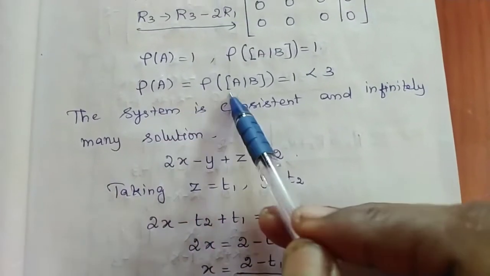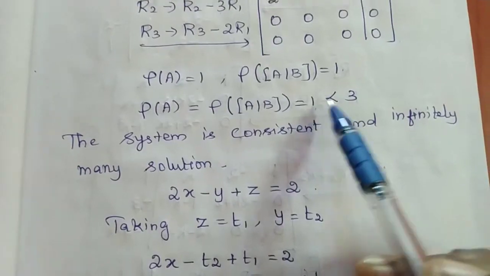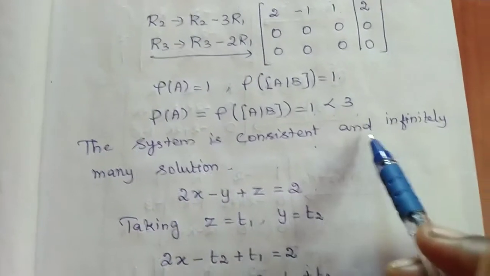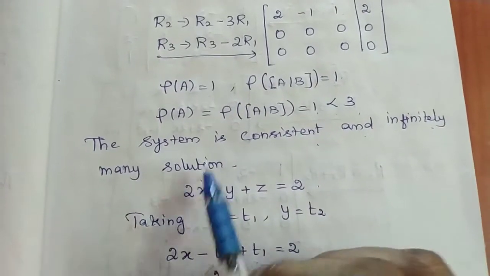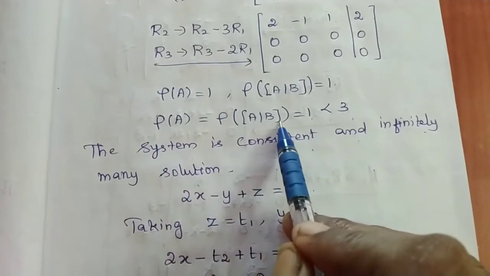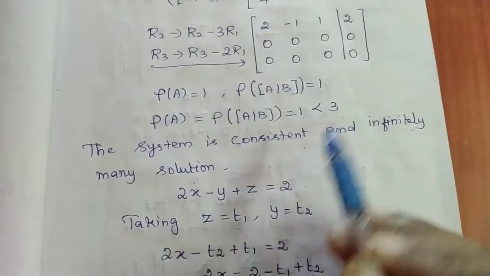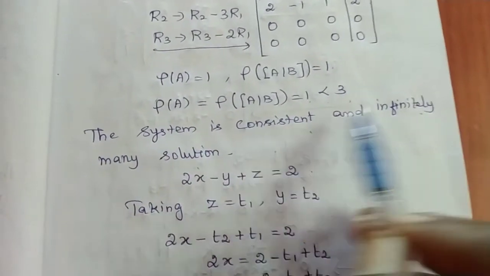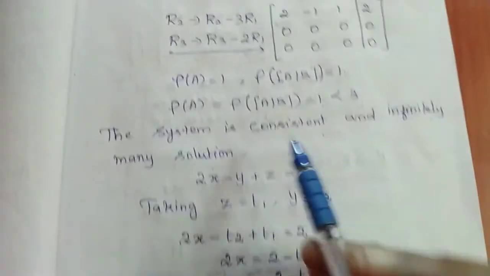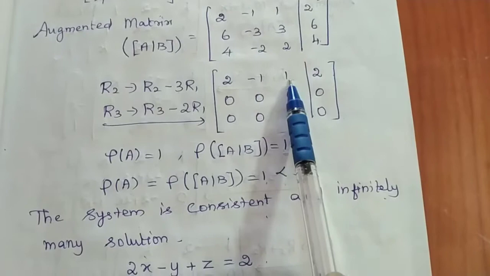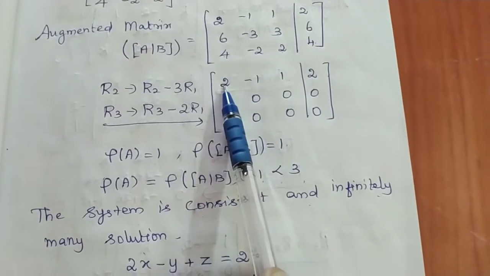Rank of A equals rank of [A|B], which is 1, less than 3. But the system is consistent with infinitely many solutions. Rank of A equals rank of [A|B], which is 1, and since it is less than 3, the system is consistent with infinitely many solutions. Now write the equation: 2x minus y plus z equals 2.